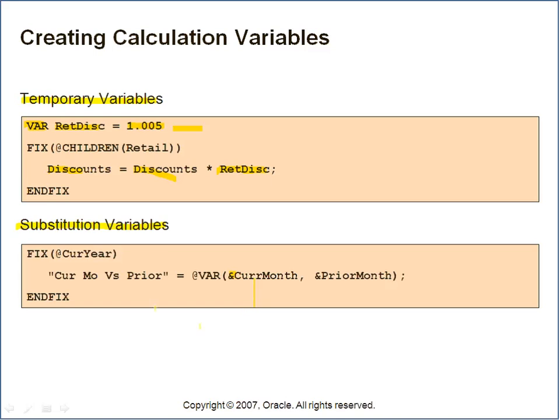Substitution variables I can use across multiple scripts for the application. So let's say I have four calculation scripts, I can use the same substitution variable in the four scripts. Temporary variables can only remain in the one script in which you define them. The moment you end that script, they will also be terminated.